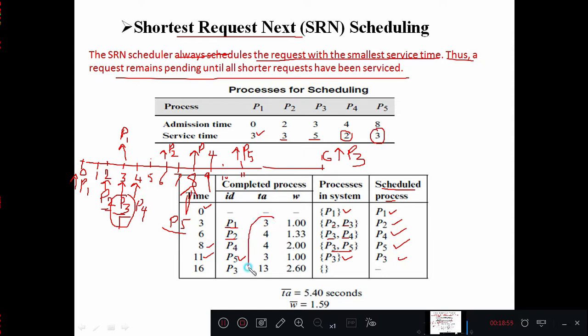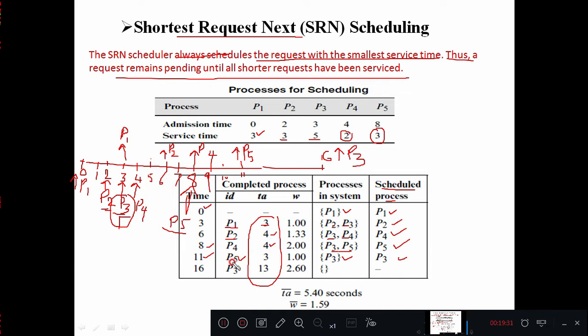So now in the same manner you calculate turnaround time. What is turnaround time? Exit time minus entry time, right? So for P1 it is 3 minus 0, it is equal to 3, right? For P2 it is 6 minus 2, it is 4, right? Next completed process is P4. Just refer to this timing diagram to calculate the third column, the turnaround time column. Okay, P4 is exiting at 8 and it is entering at 4, so 8 minus 4 is 4.